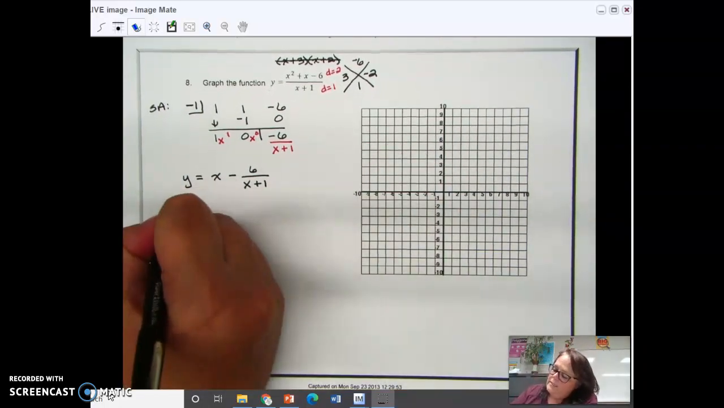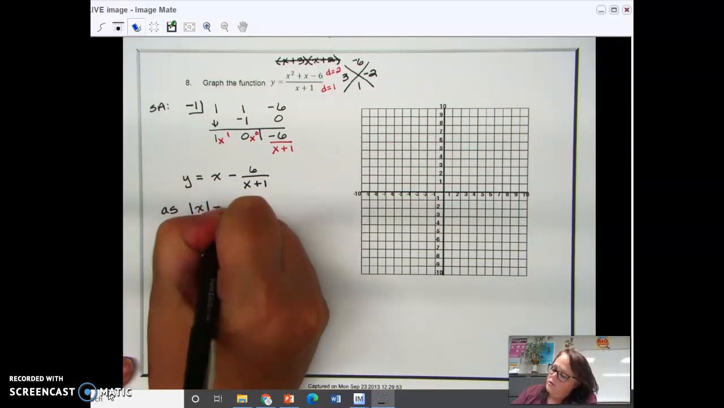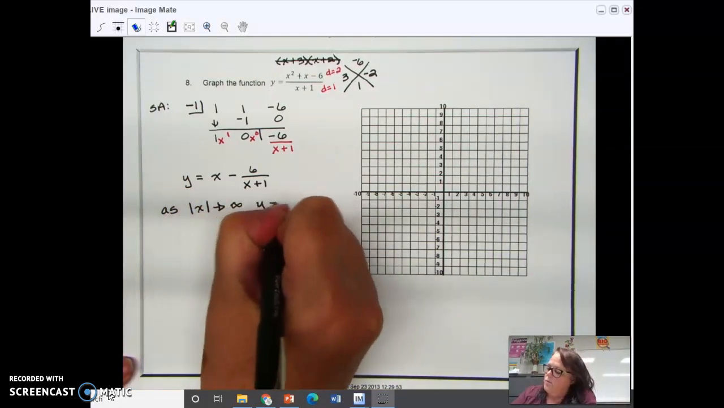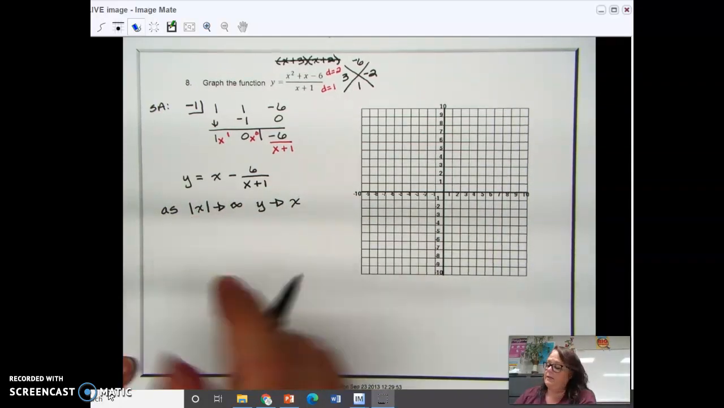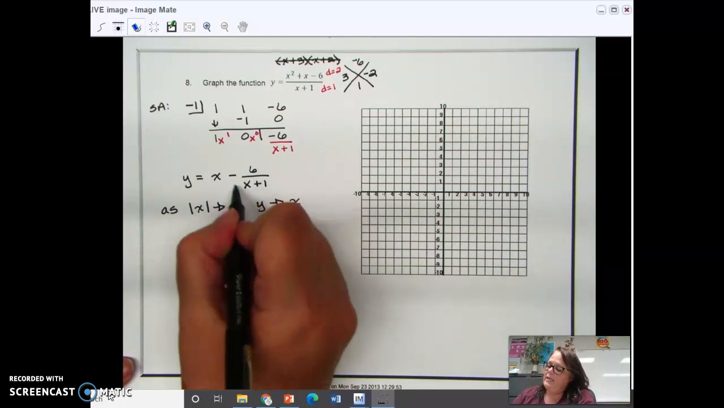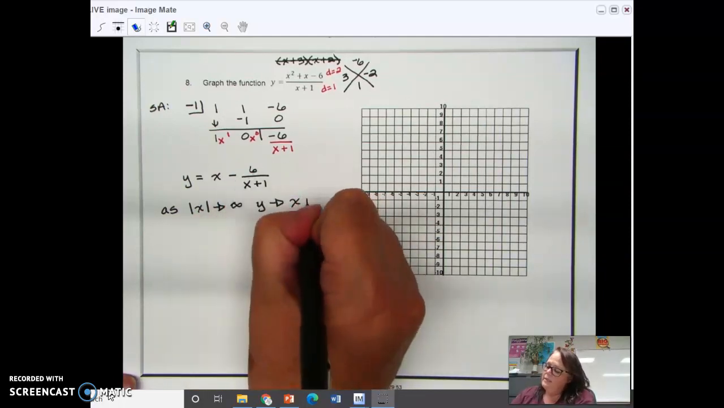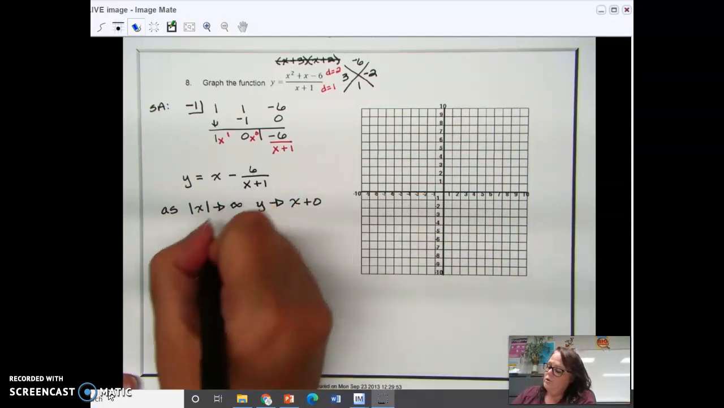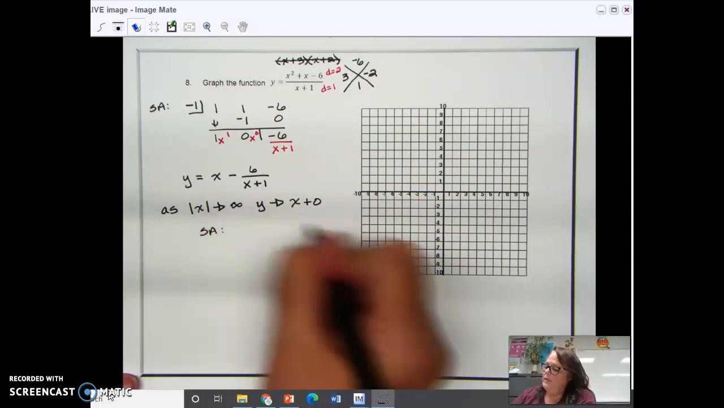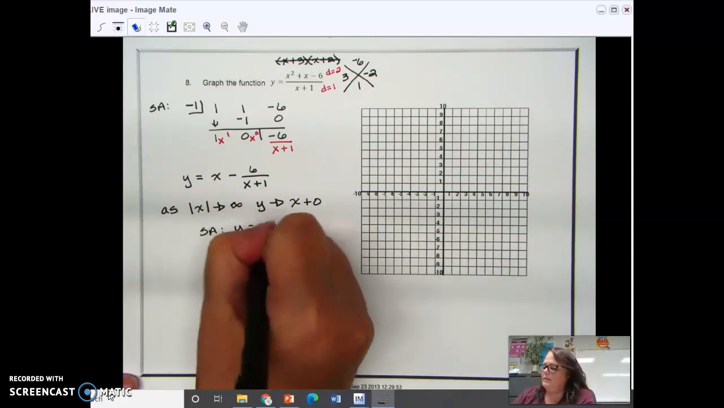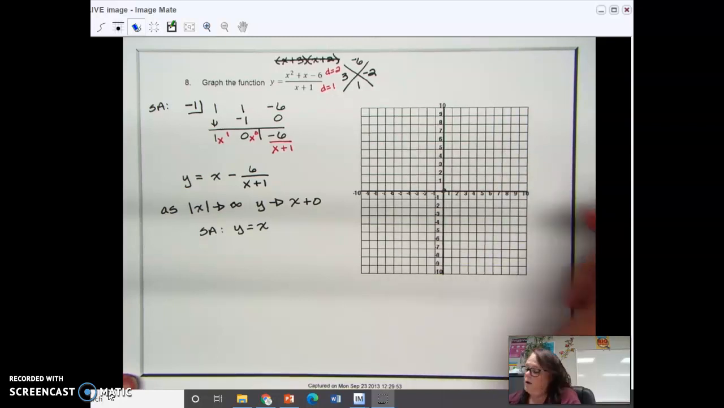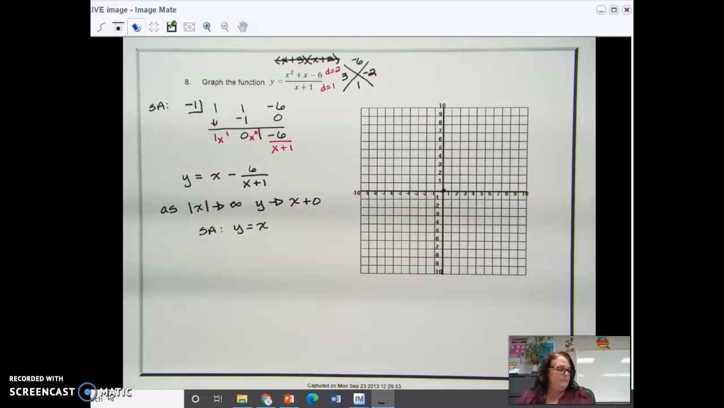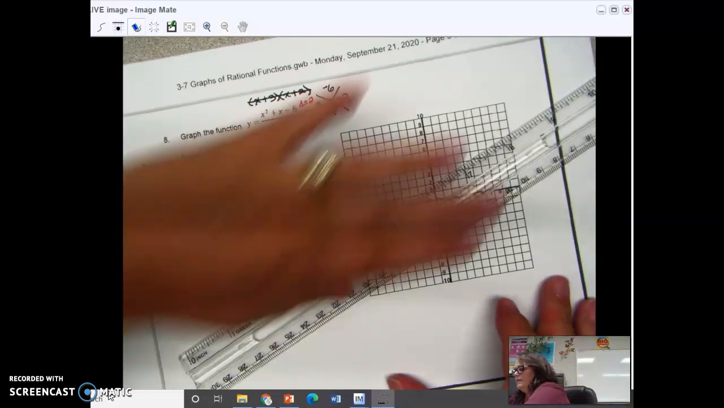So then the question is, as the absolute value of x goes to infinity, what's happening to y? x is still going to infinity, that's what we said right here. And then this fraction is going to 0, so we're going to say plus 0. That means my slant asymptote is going to be the line y equals x. If we want to graph that, it has an intercept at 0 and a slope of 1. And so we get this line right here.